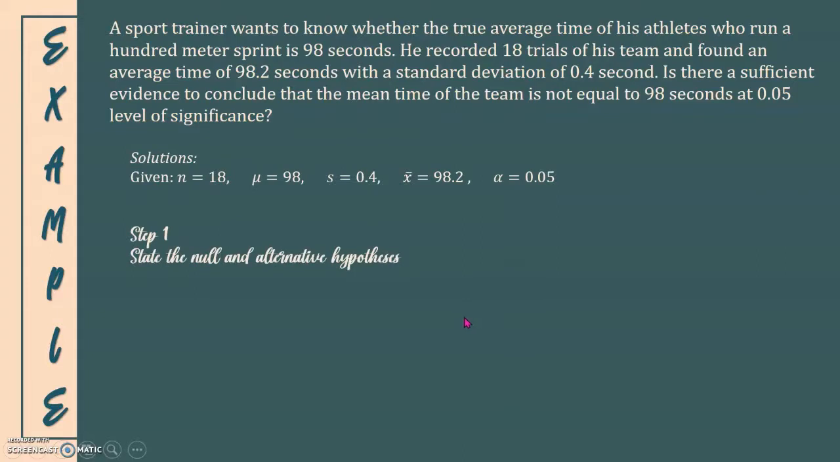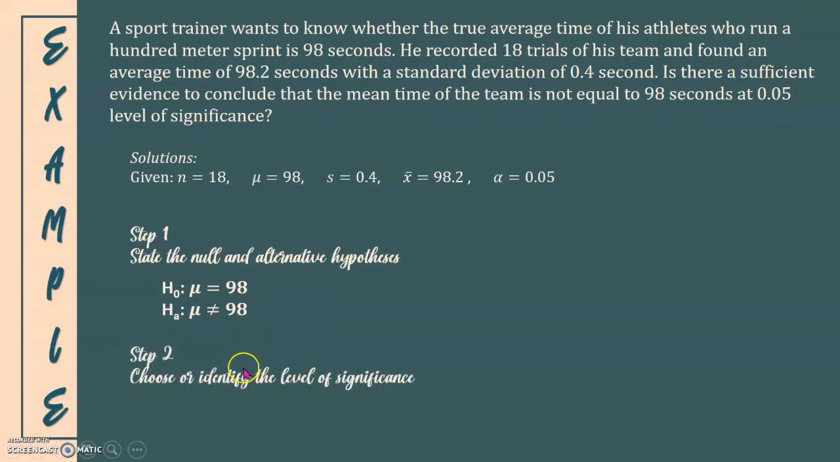So step 1, state the null and alternative hypothesis. Our null hypothesis will be the population mean is equal to 98, and our alternative hypothesis will be the population mean is not equal to 98. Step 2, we know that our alpha is equal to 0.05.